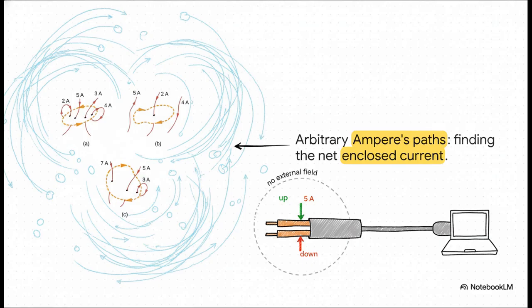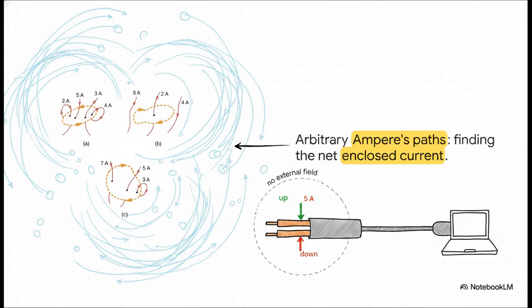When drawing arbitrary Ampere paths around multiple wires, you only calculate the net enclosed current. So think about it. If one wire carries 5 amps up and another carries 5 amps down, the net current enclosed by a loop around both of them is 0. That means no external magnetic field is present.